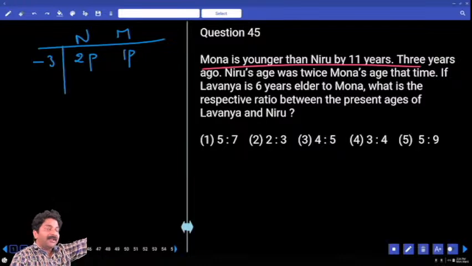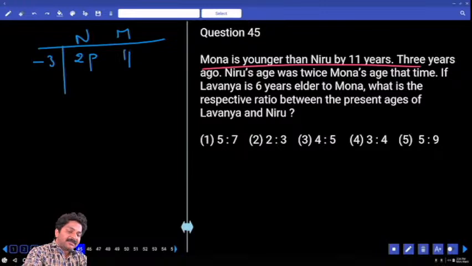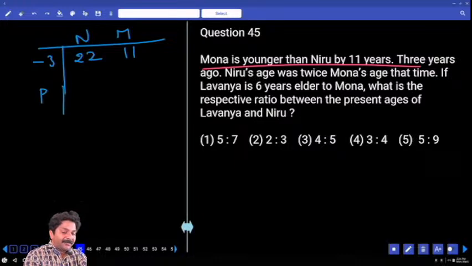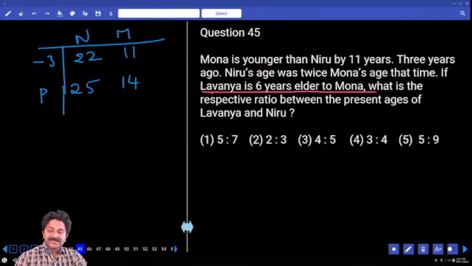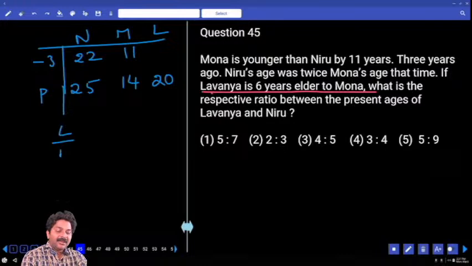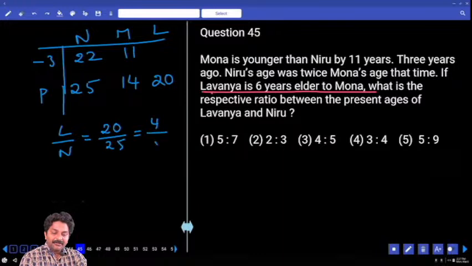Am I right? Difference in terms of parts, 1 part, which must be equal to, that means 2 parts is equal to 22. 1 part, 11. Then present ages, we need to add 3 years only. That is 25 here and then 14 here. They are present ages. If Lavanya is 6 years elder to Mona, then Lavanya's present age is equal to 20. Now the question is, what is the respective ratio between present ages of Lavanya and then Neeru? Lavanya's present age 20, Neeru's age 25. Ratio 4/5.